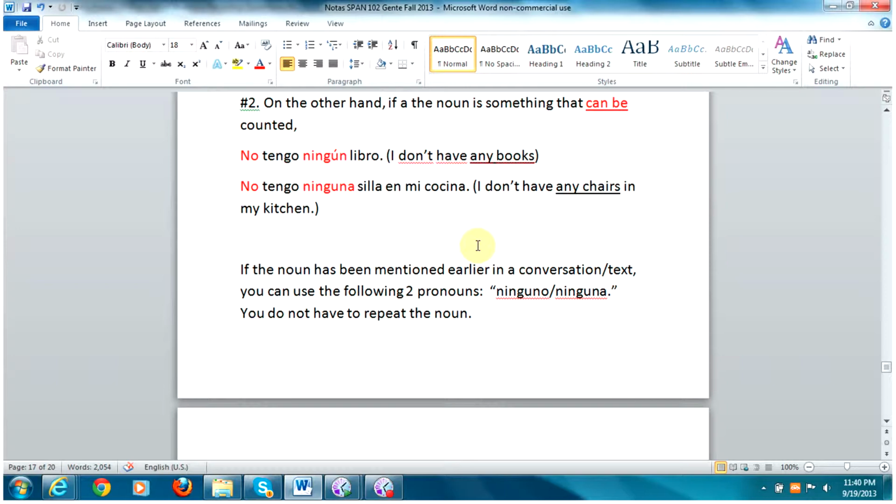Now, there are times when things can be counted. Notice the first example. No tengo ningún libro. Books, that's an object that we could count. I don't have any books. No tengo ningún libro. Notice the use of ningún. I don't have any chairs. No tengo ninguna silla en mi cocina. Again, those nouns were singular. Libro. Silla.